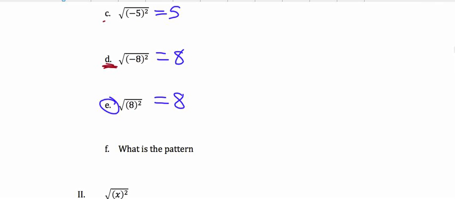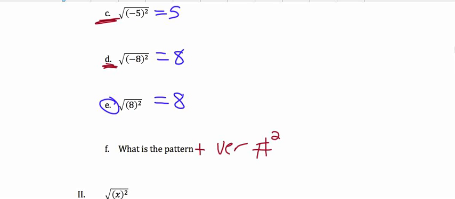For D and C and any of the ones with negatives, we didn't get that number. We got the positive version of that number. Okay, so I guess that's what I'd say the pattern is. You always got the positive version of the number being squared. You always got that.